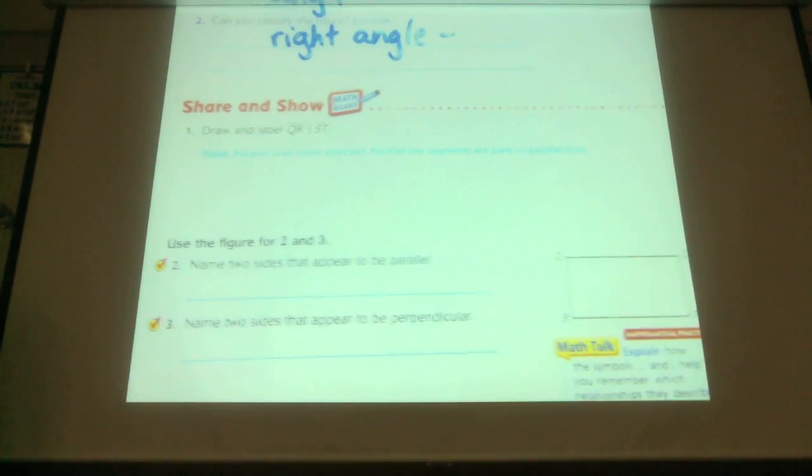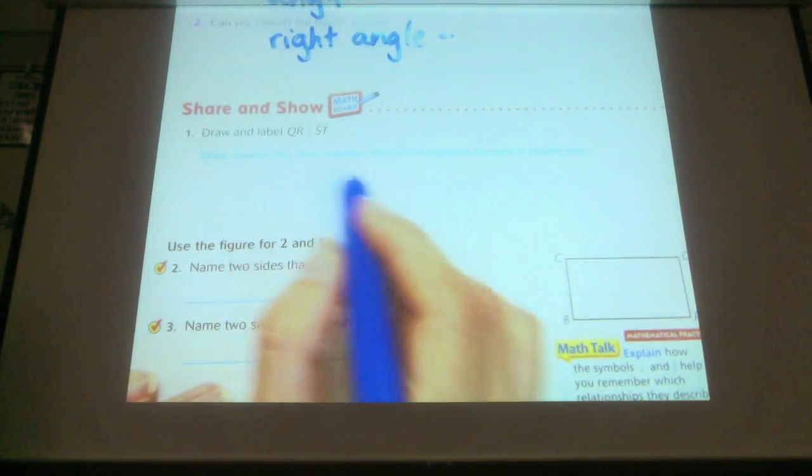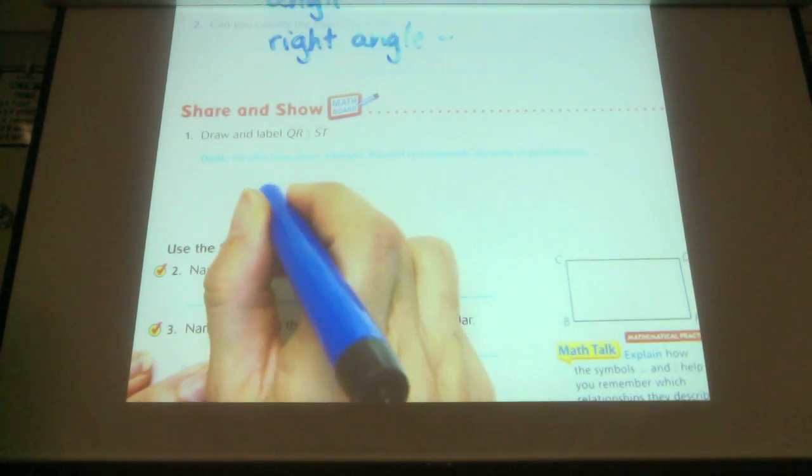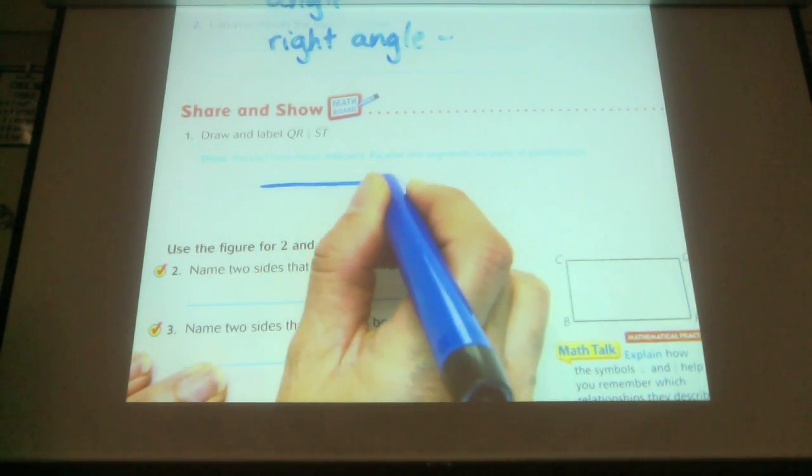Draw and label segment QR is parallel to segment ST. How do I know that they're segments? The little line on the top tells me it's a segment. So I'm going to draw two lines that appear to not intersect. Am I going to be perfect? No, but my goal is to make them not intersect.